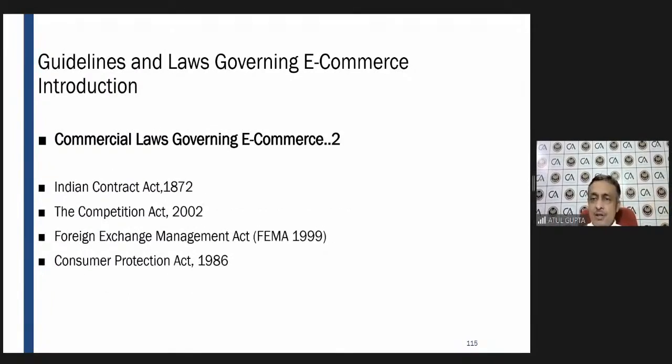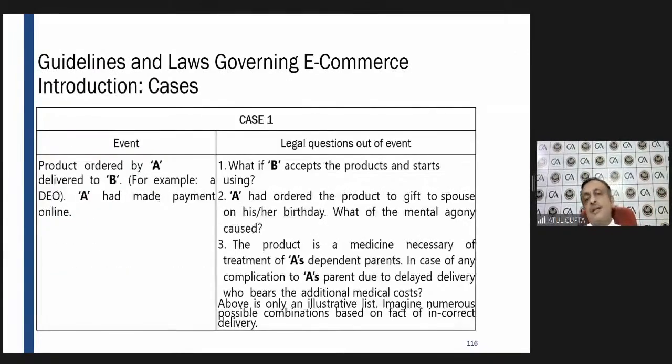So these are the commercial laws. I am not reading them. This is important. Okay, keep your point with you. I'll come back. I'll come to you. Thank you.